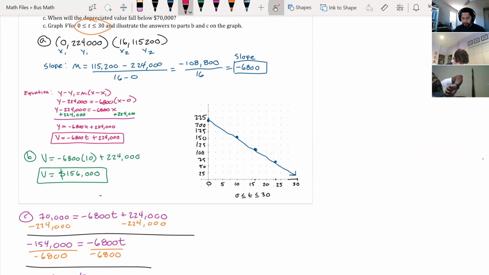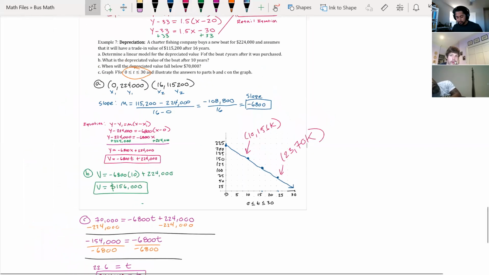And it said illustrate parts B and C. So for B, it was right here. This was the point 10 and 156K. And then for C, right here, this was the point 23 and 70K. And there we go. That finishes that problem.